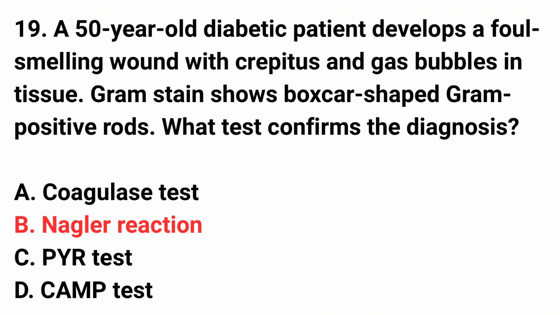Gas gangrene with foul smell, crepitus and boxcar-shaped gram-positive rods indicates Clostridium perfringens. Nagler reaction detects the organism's alpha toxin, that is lecithinase, on egg yolk agar, confirming the diagnosis.